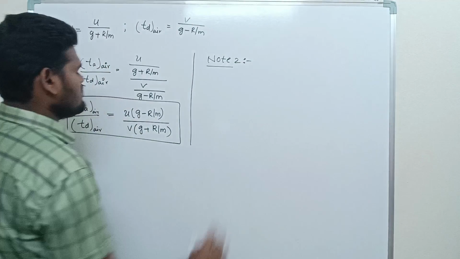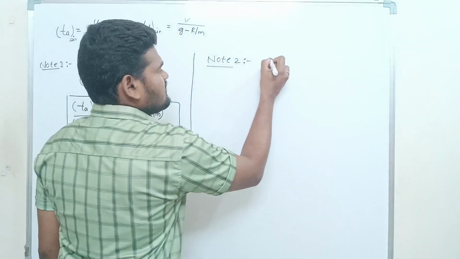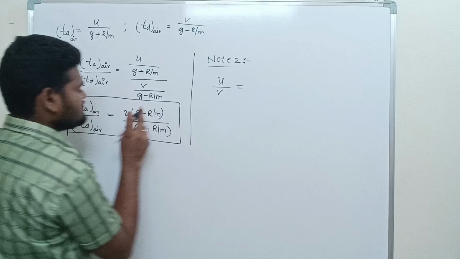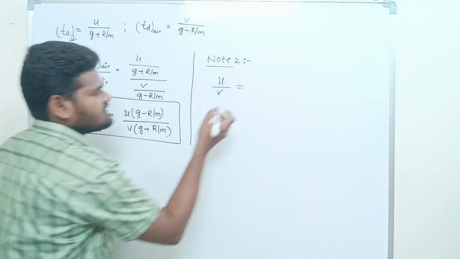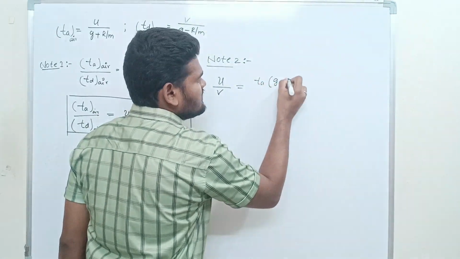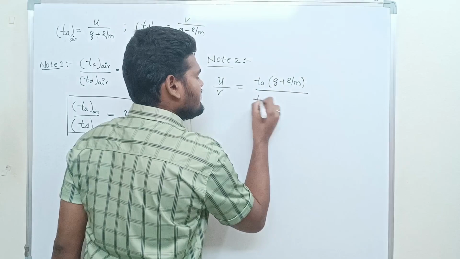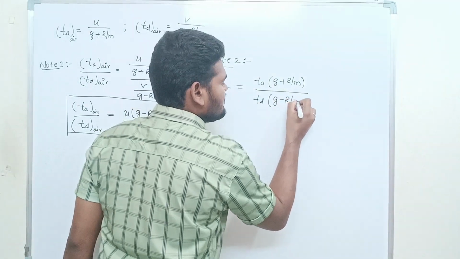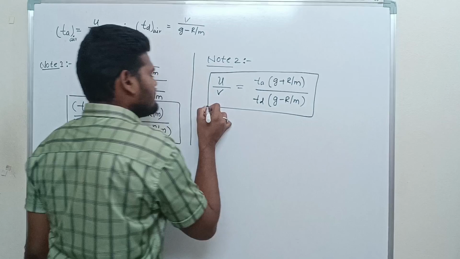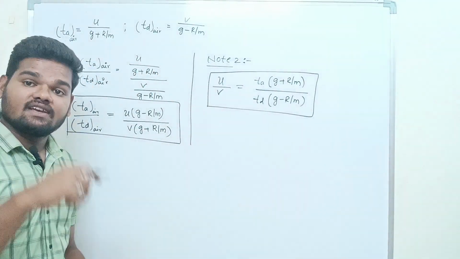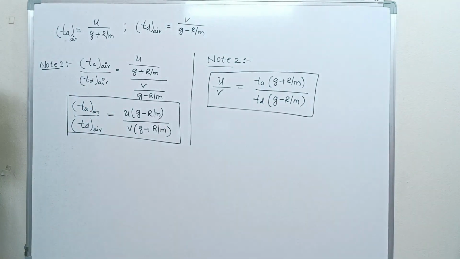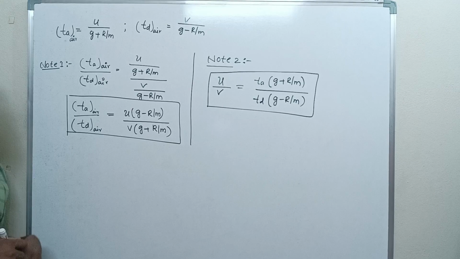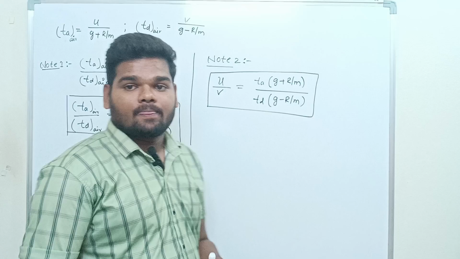Right. So note number 2. If I want to find the ratio of their velocities, then we can write u by v. I keep u by v here and bring this g plus r by m to this side. It becomes Ta into g plus r by m divided by Td into g minus r by m. This equation gives the ratio of the velocities of the object in the vertically projecting direction as well as the freely falling direction. Any doubts? So pause the video and write the notes. 3, 2, 1, go.